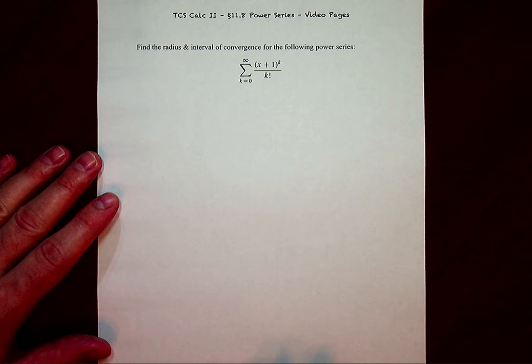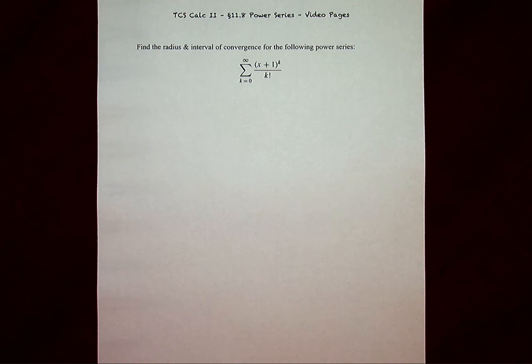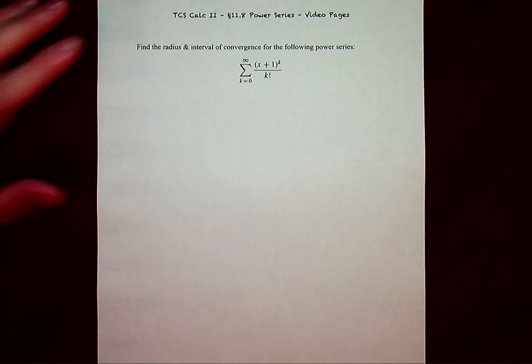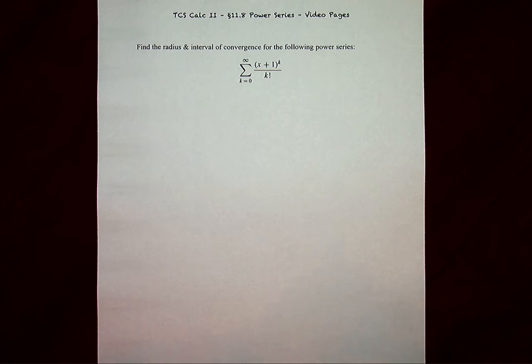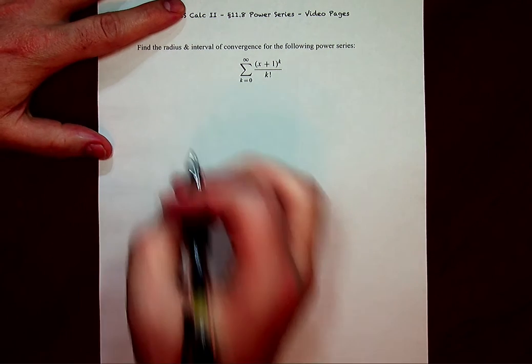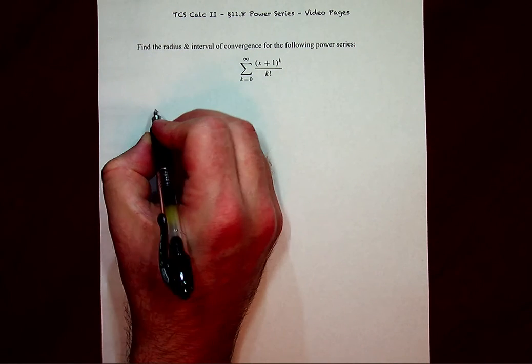Find the radius and interval of convergence of the following power series. Now, we're not seeing a whole lot of factorials. Those will enter in more and more as we start dealing with particular power series in following sections. Well, let's go ahead and get to this one.